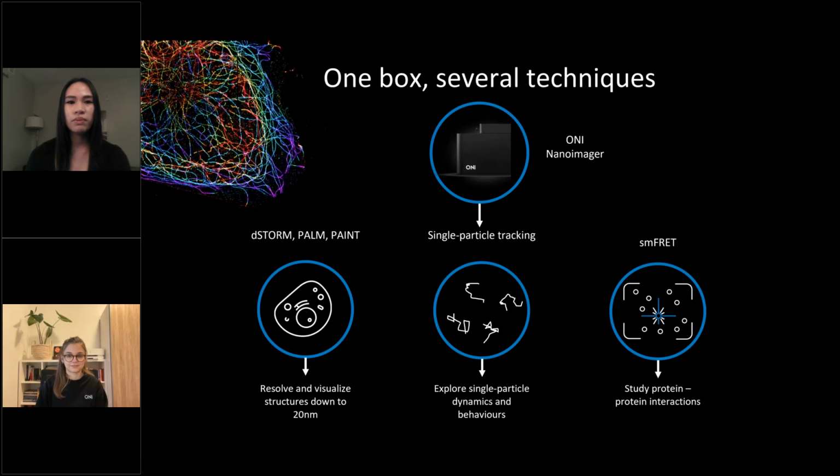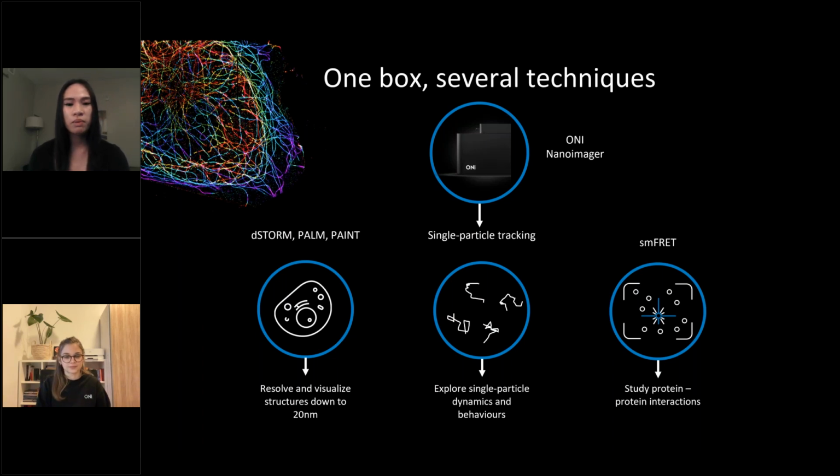So this is one box with many techniques. Here's just an example of a few of them. This isn't everything, but it does give you an idea. With this Nanoimager, we can do dSTORM, PALM, and PAINT. And these are fixed imaging techniques, though PALM can be live, but essentially you can resolve and visualize structures down to 20 nanometers.